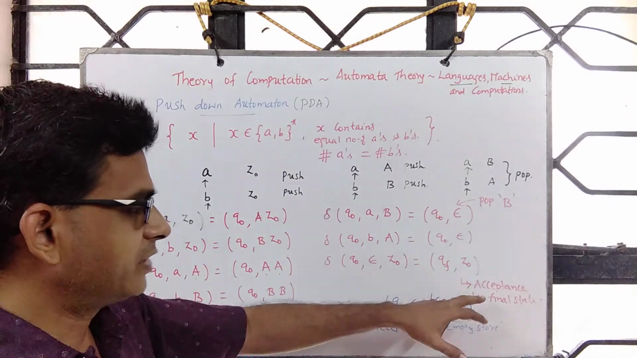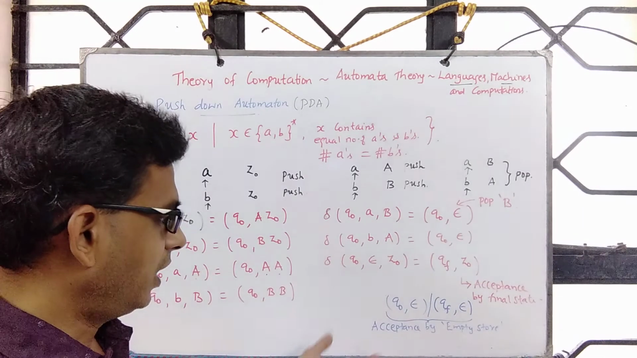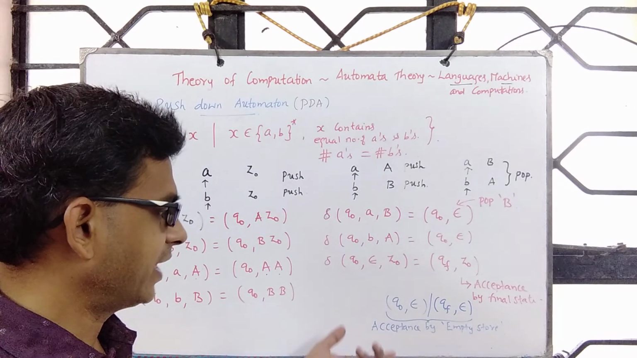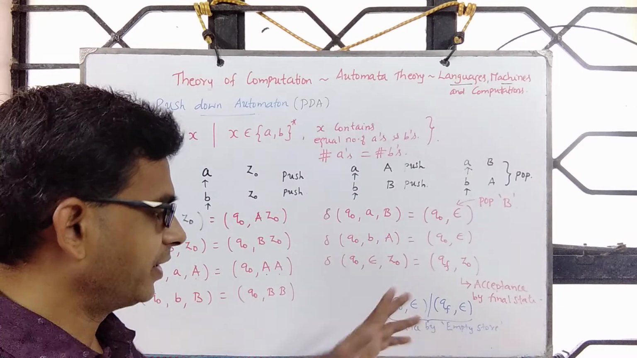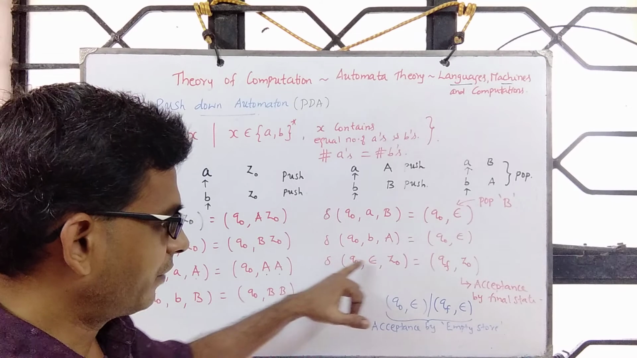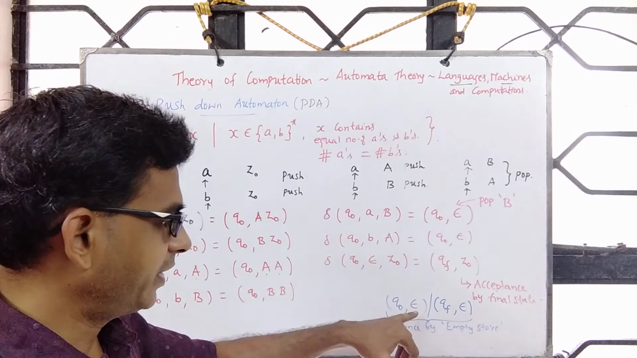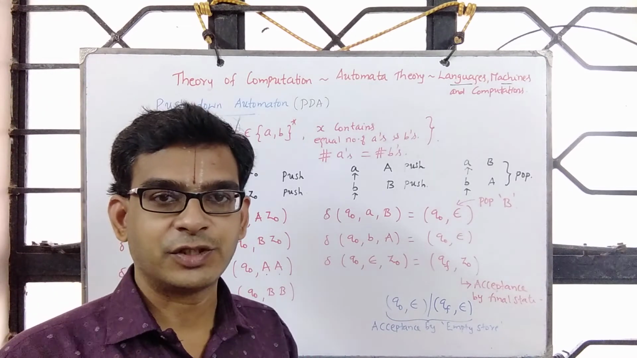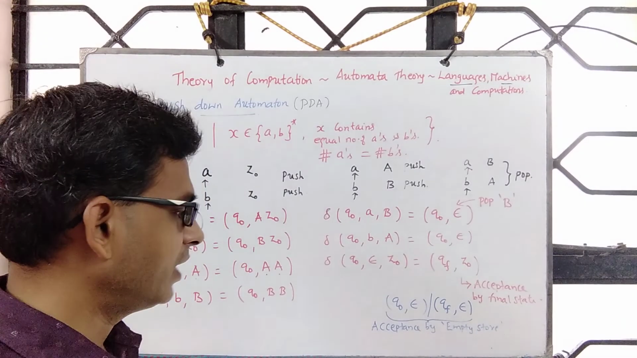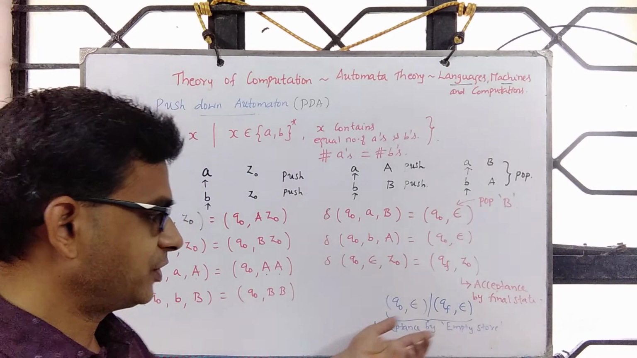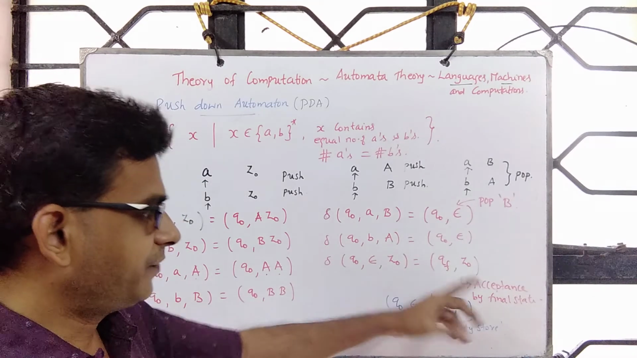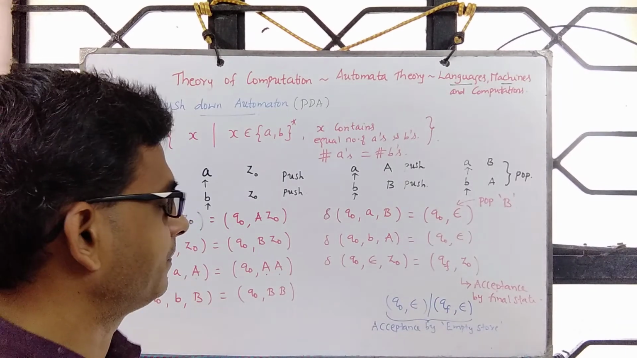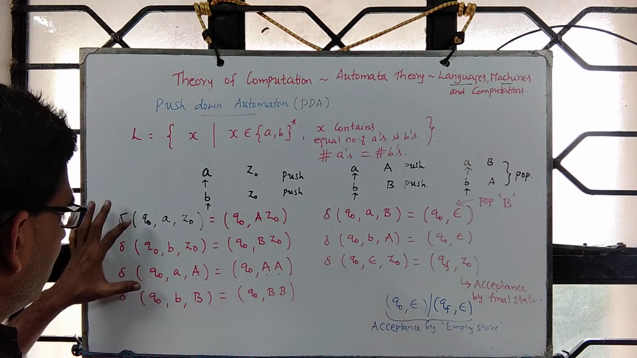Either you reach the final state and don't disturb the stack, or you reach the final state and empty the push down store or stack. You can stay in the same state and empty this. So when you come to this configuration and finally the stack is also made empty, you say that the automaton stops and accepts the string, and such an acceptance we call acceptance by empty store. Or if it reaches a final state, we say the string is valid, we accept that, and we call it acceptance by final state.